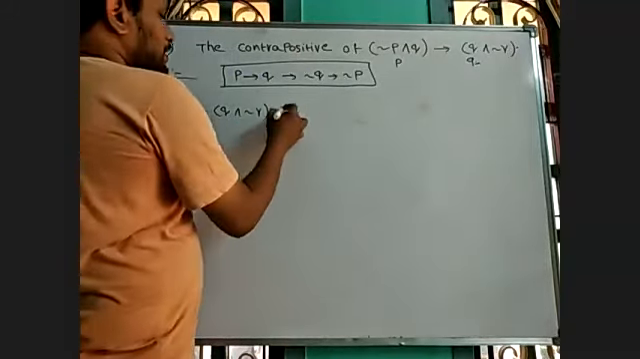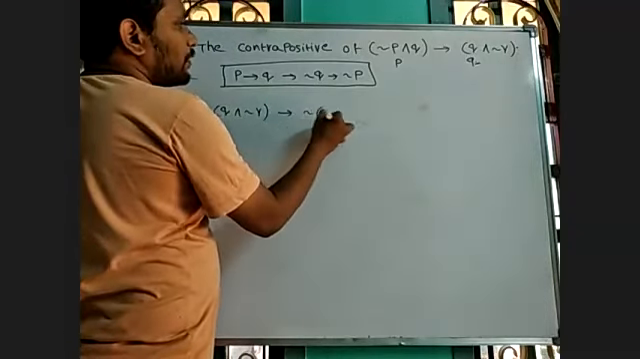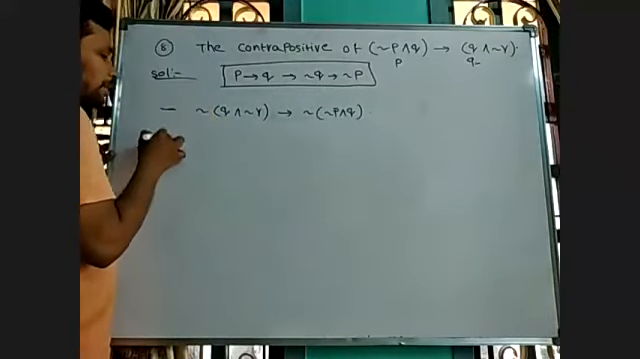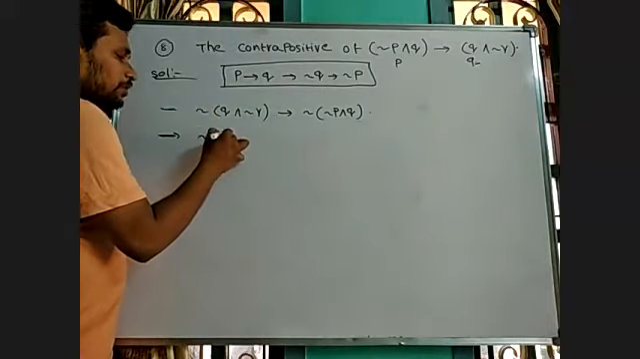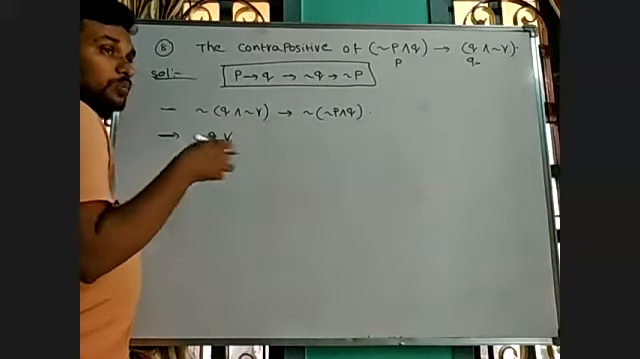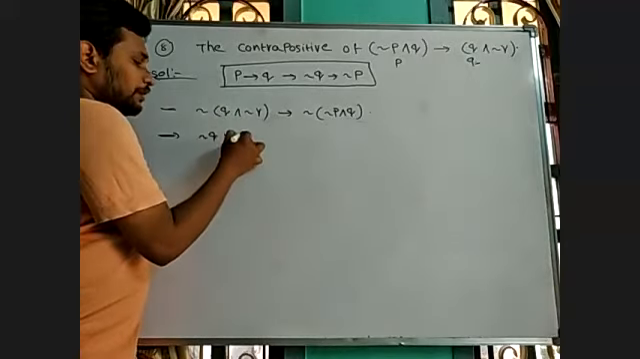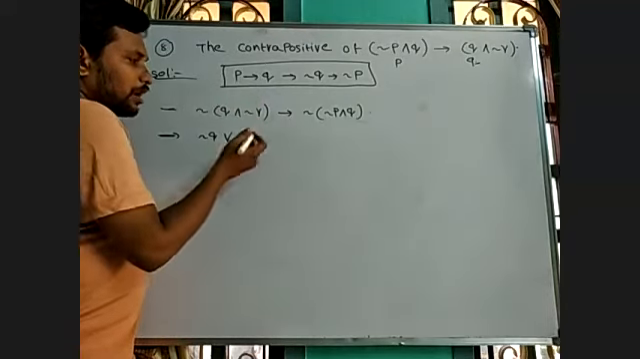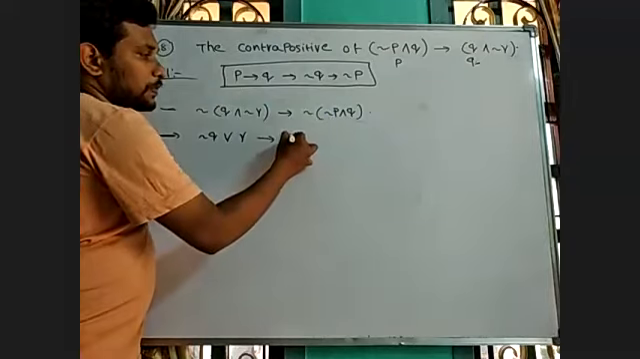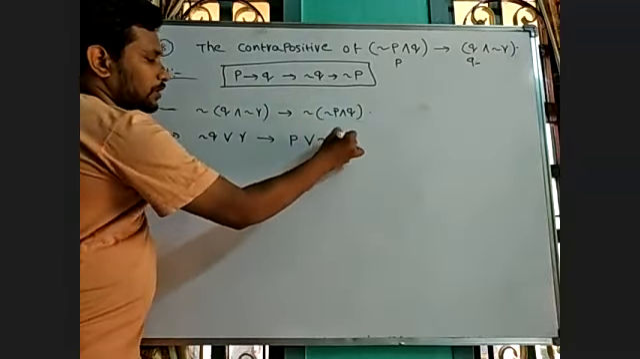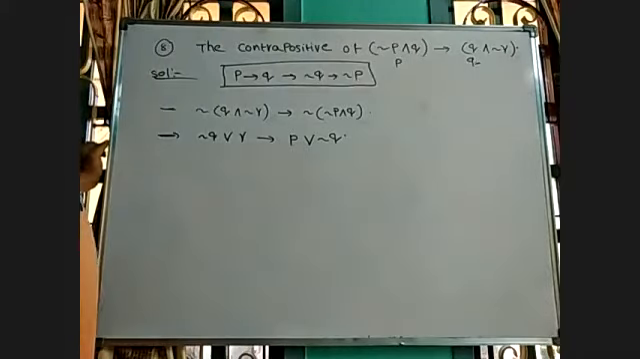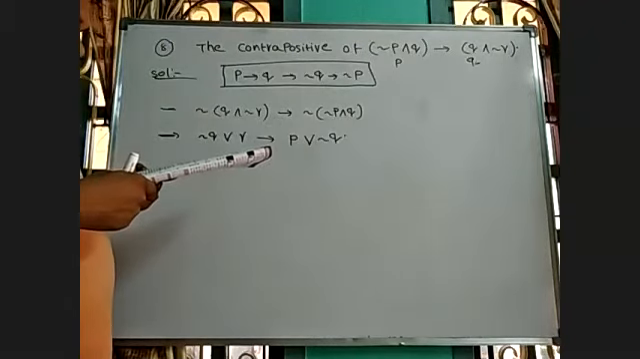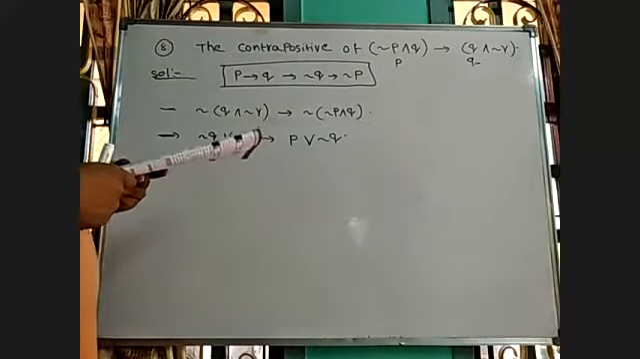Next, see that negation of negation P and Q. If you apply De Morgan's law, the symbol will change. Negation of negation means involution law. If we apply it, we get R, and this value is P. This symbol will change, negation of Q. Okay, what is the option? Option 3.